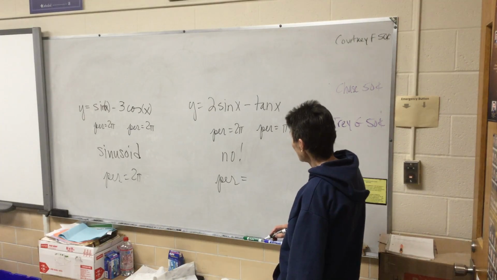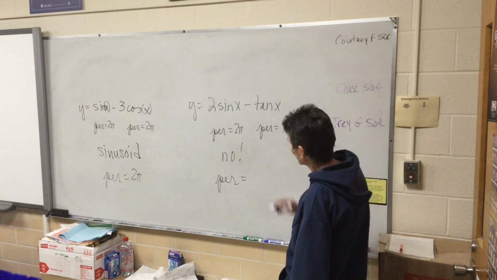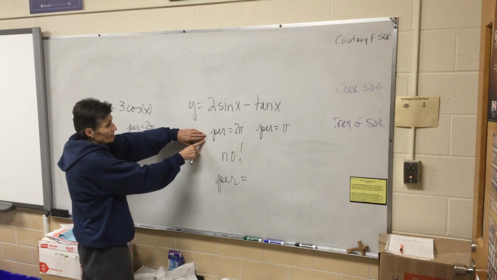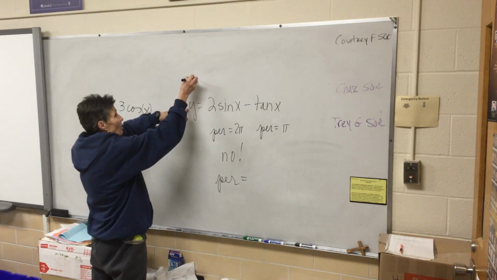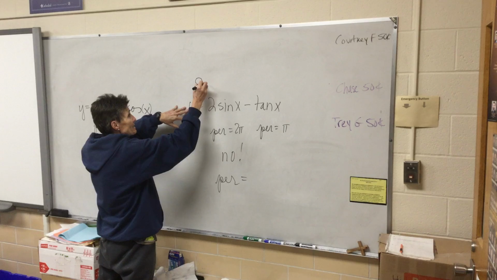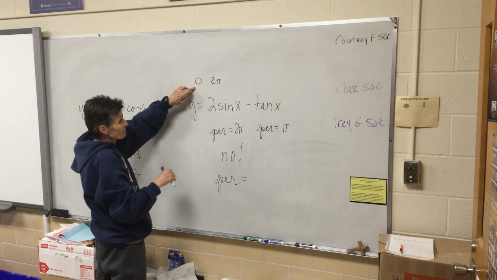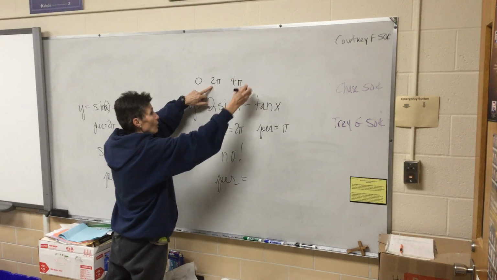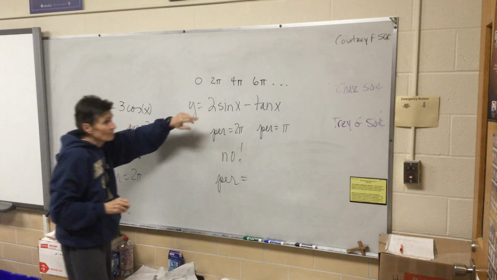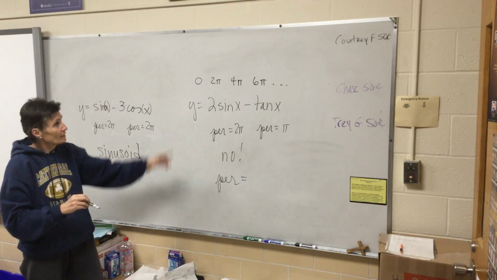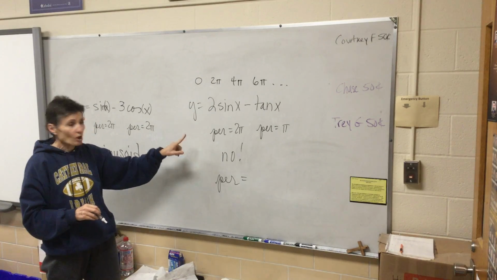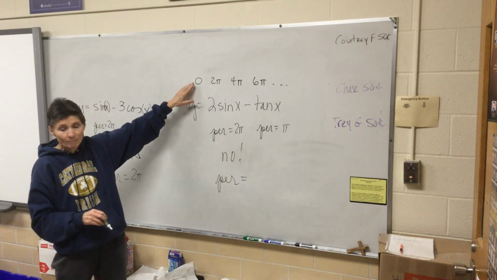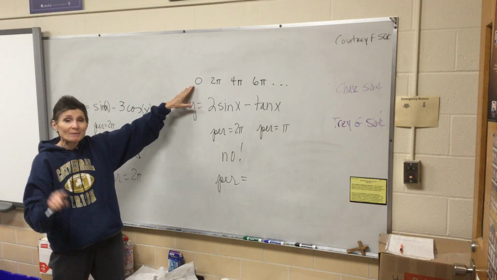Now, here's how you figure that out, and you may just be smart enough to know already, but here's how you figure it out. The first piece, this sine piece, starts at 0 and repeats every 2 pi. So it starts at 0, starts over again at 2 pi, starts over again at 4 pi, 6 pi, and so on. That's what periodic means. It keeps repeating itself.